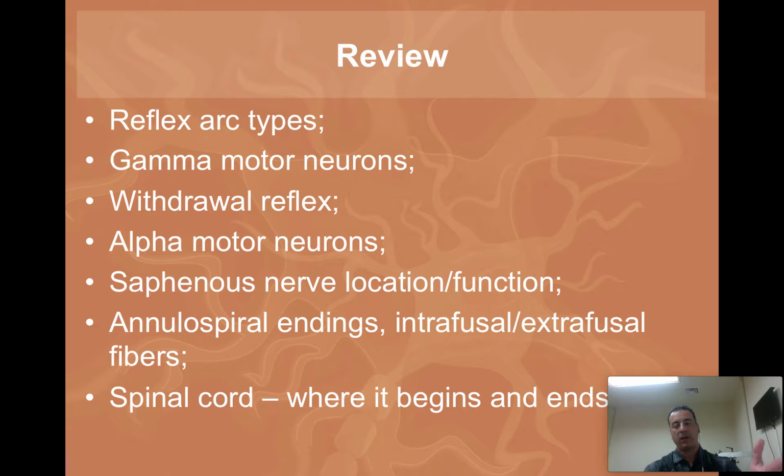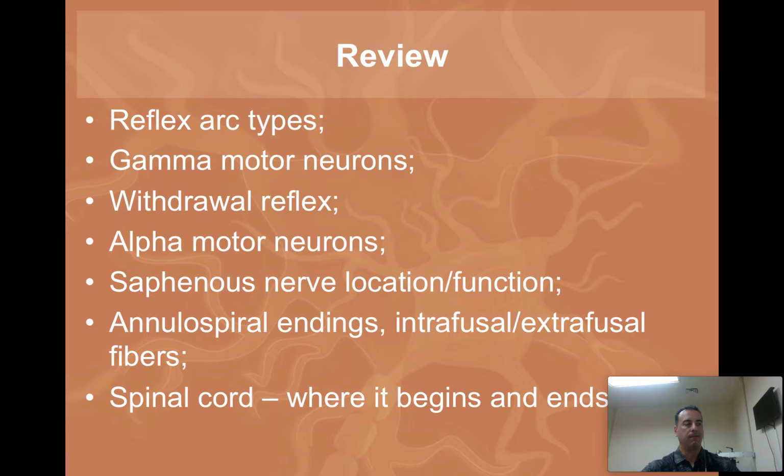Again, where does the spinal cord begin and where does it end? Now, we know the spinal cord doesn't go all the way down to L5, right? It ends at a certain level, and then we have the cauda equina. Cauda equina means tail of a horse. Cauda means tail, equina means horse. So the cauda equina is the tail of the horse.